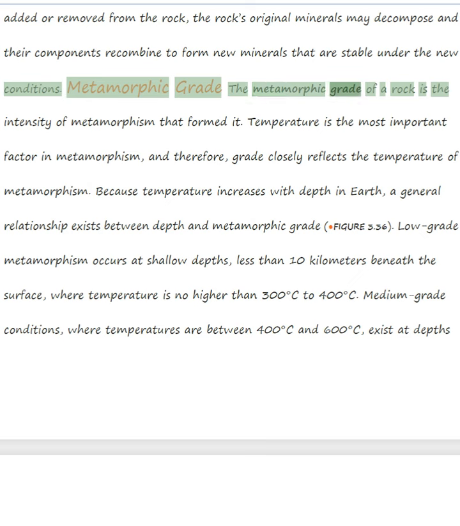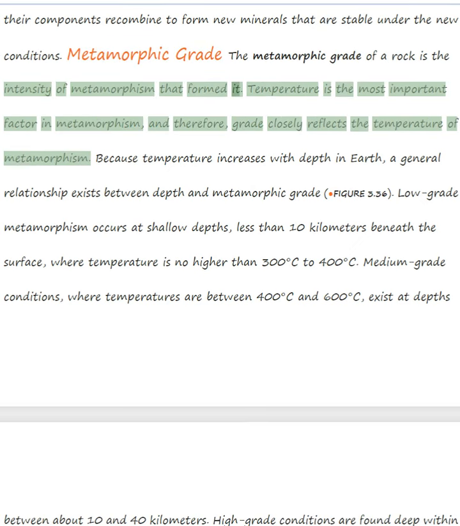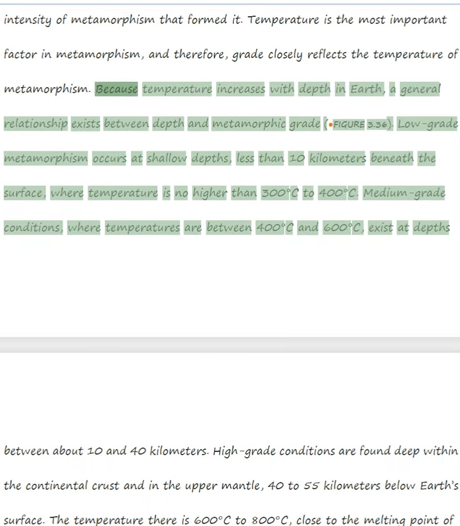Metamorphic grade. The metamorphic grade of a rock is the intensity of metamorphism that formed it. Temperature is the most important factor in metamorphism, and therefore, grade closely reflects the temperature of metamorphism. Because temperature increases with depth in Earth, a general relationship exists between depth and metamorphic grade. Low-grade metamorphism occurs at shallow depths, less than 10 kilometers beneath the surface, where temperature is no higher than 300 degrees Celsius to 400 degrees Celsius.